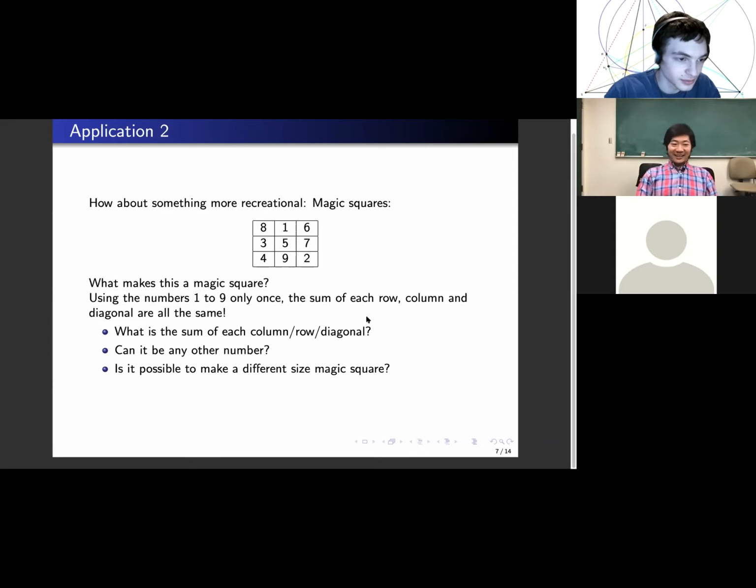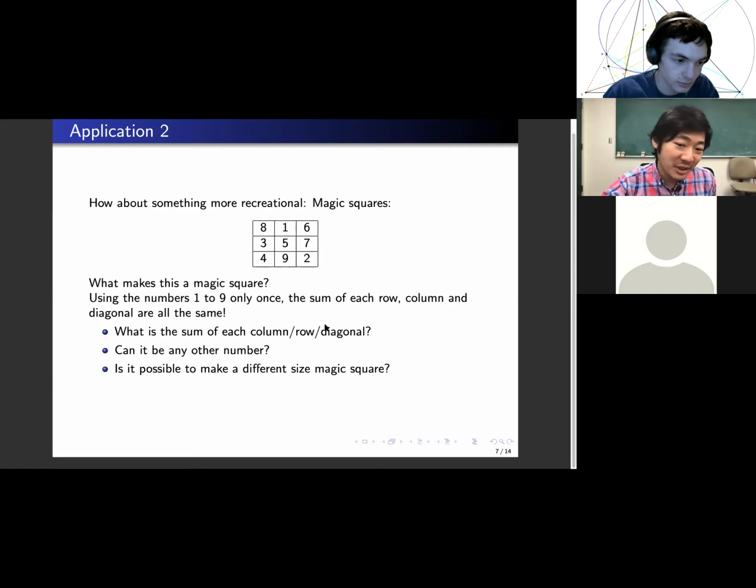Yes, exactly. So it has to be the same number because we're using the numbers 1 to 9 only once. So that means that they all add up to a very specific number, 45. But because each of these rows has to sum to the same thing, the sum of the rows has to be equal. So you just divide by 3. 45 divided by 3 is 15. So we can only have magic squares where the sums are 15.